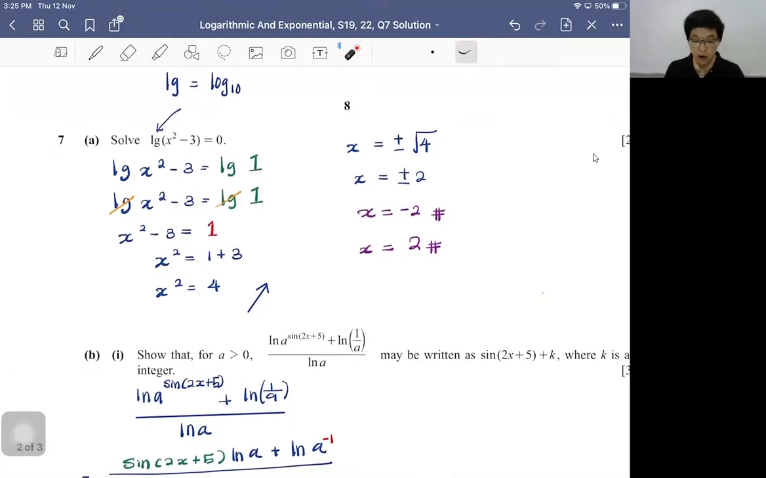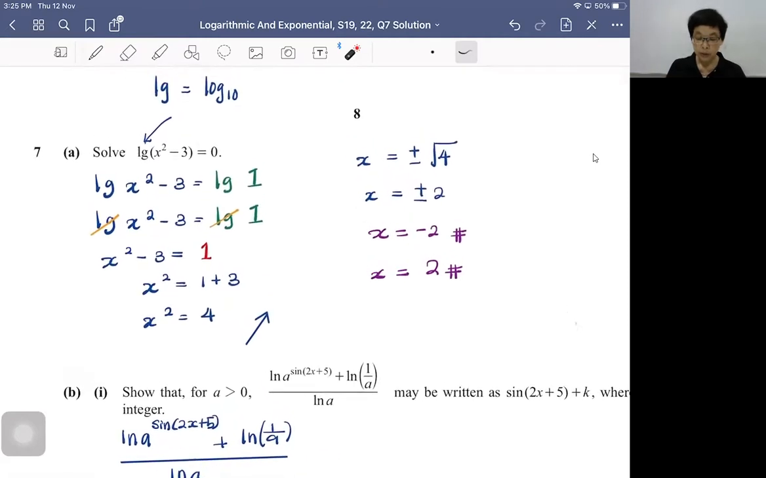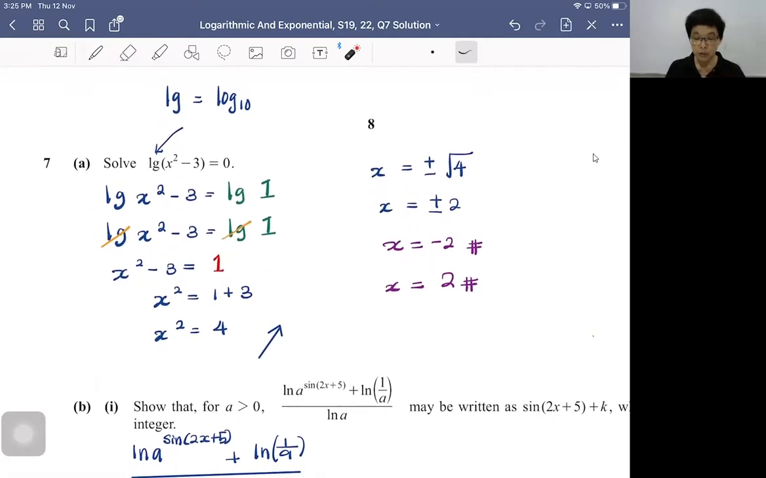7a. Solve lg(x squared minus 3) equals 0. With the command word solving, we know the ultimate destination we are supposed to arrive at is the value of x.